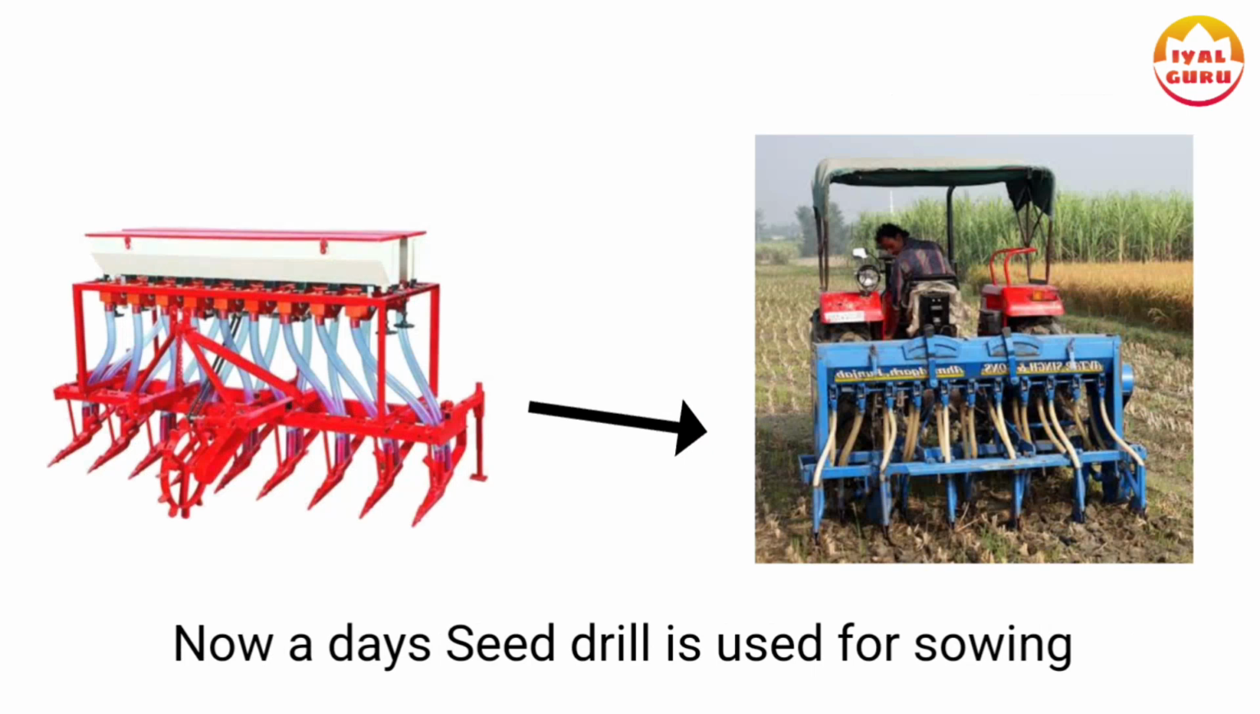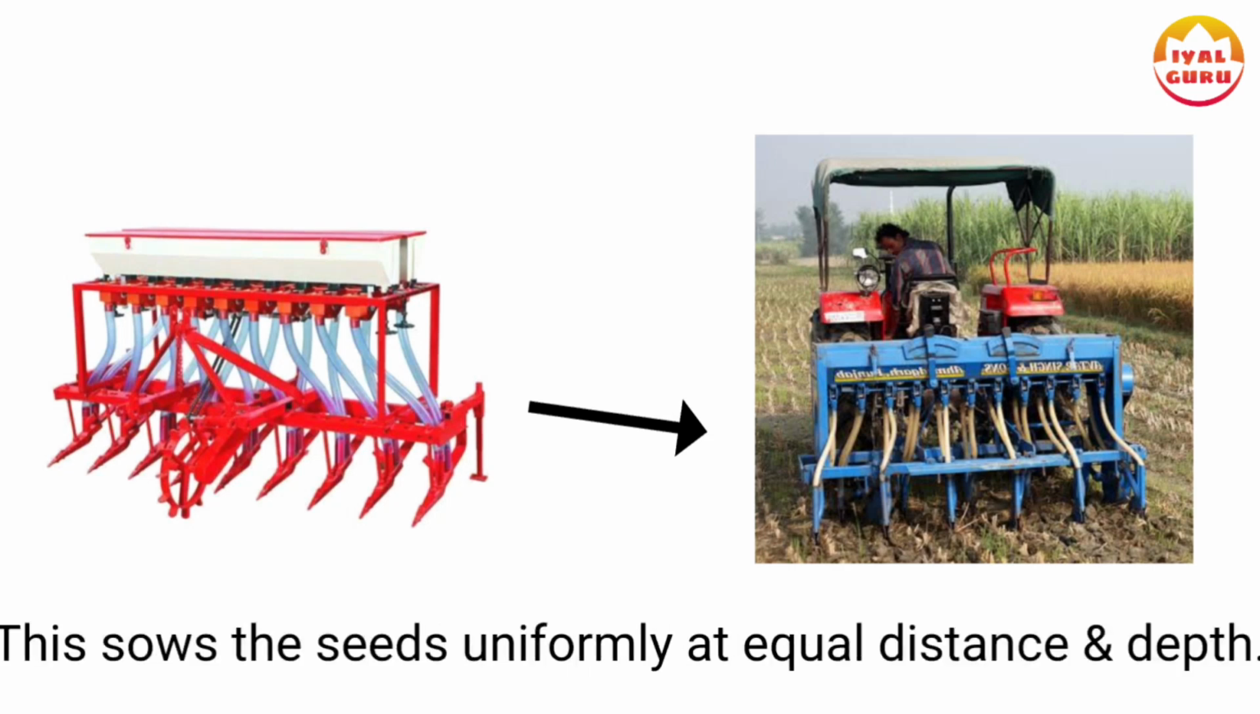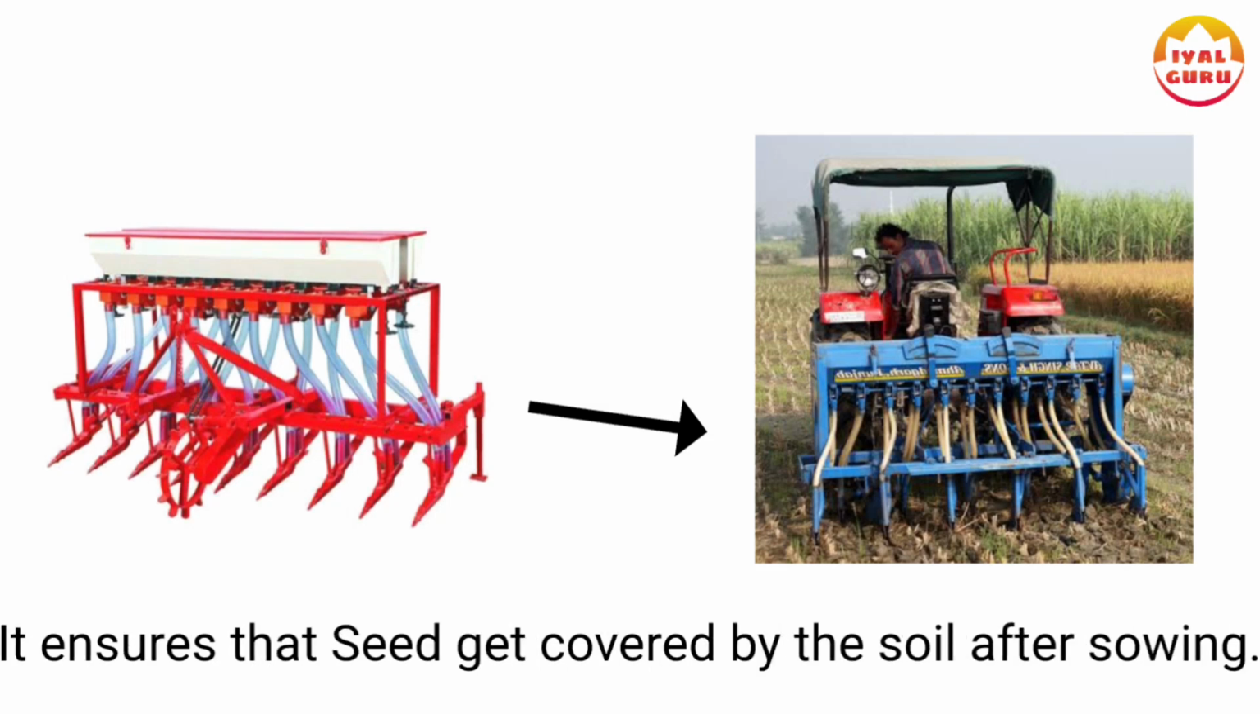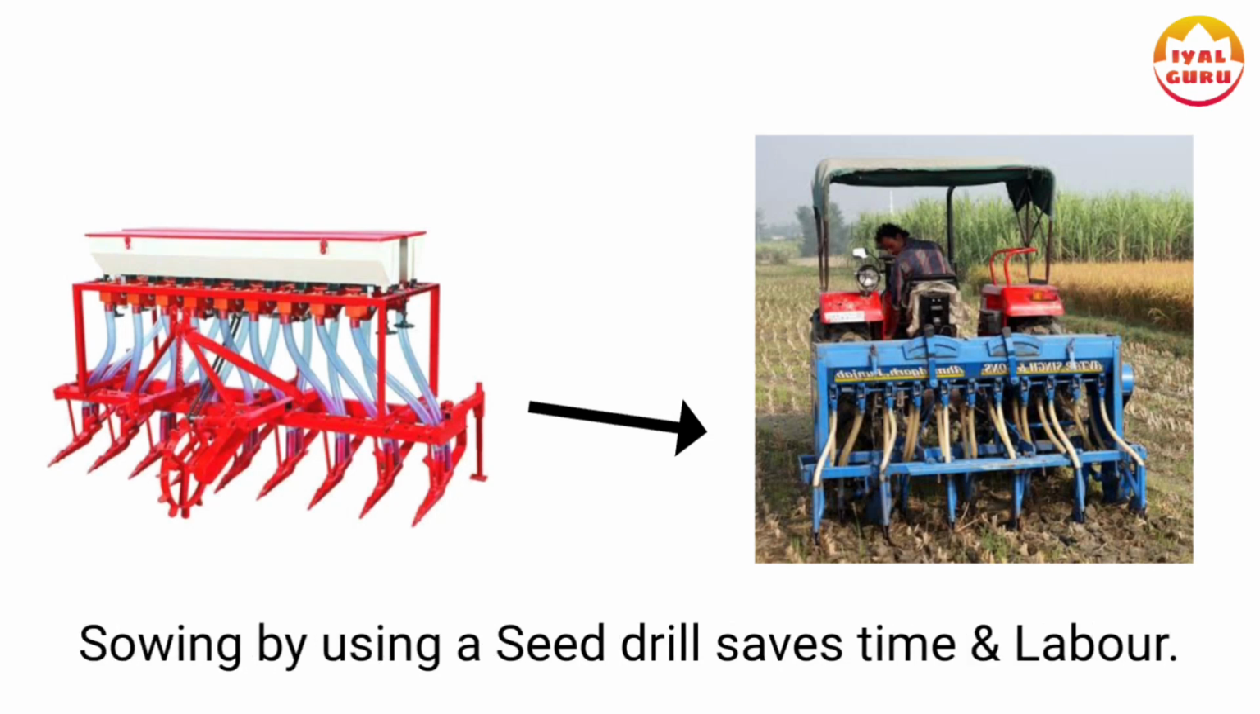Nowadays, a seed drill is used for sowing with the help of tractors. This sows the seeds uniformly at equal distance and depth. It ensures that seeds get covered by the soil after sowing. This protects the seeds from being eaten by birds. Thus, sowing by using a seed drill saves time and labor.